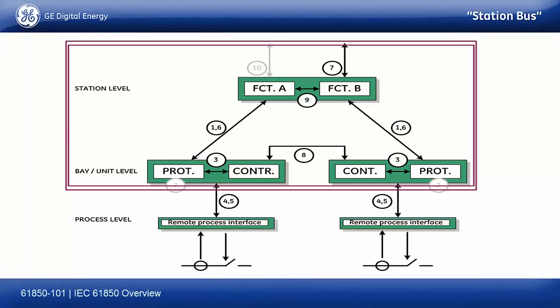And then there are two terms that are commonly thrown around the industry, which are station bus and process bus. If you go flipping through those 10 parts and 1,200 pages of the standard, you will not see those words defined anywhere, right? They're common usage words that are intended to help us understand basic application concepts.